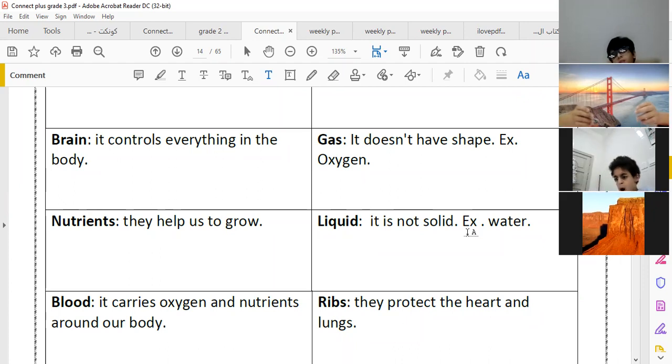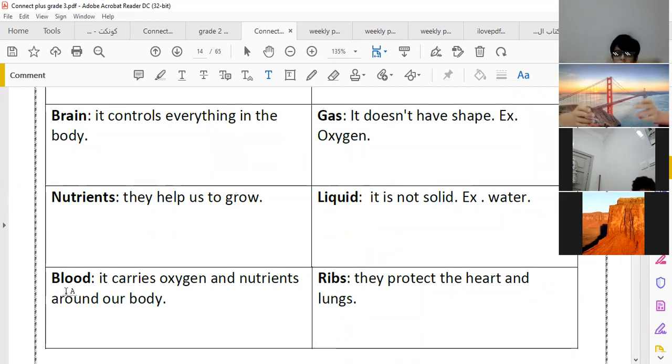For example, water, blood. Blood. It carries oxygen and the nutrients around our body. Ribs. They protect the heart and lungs.